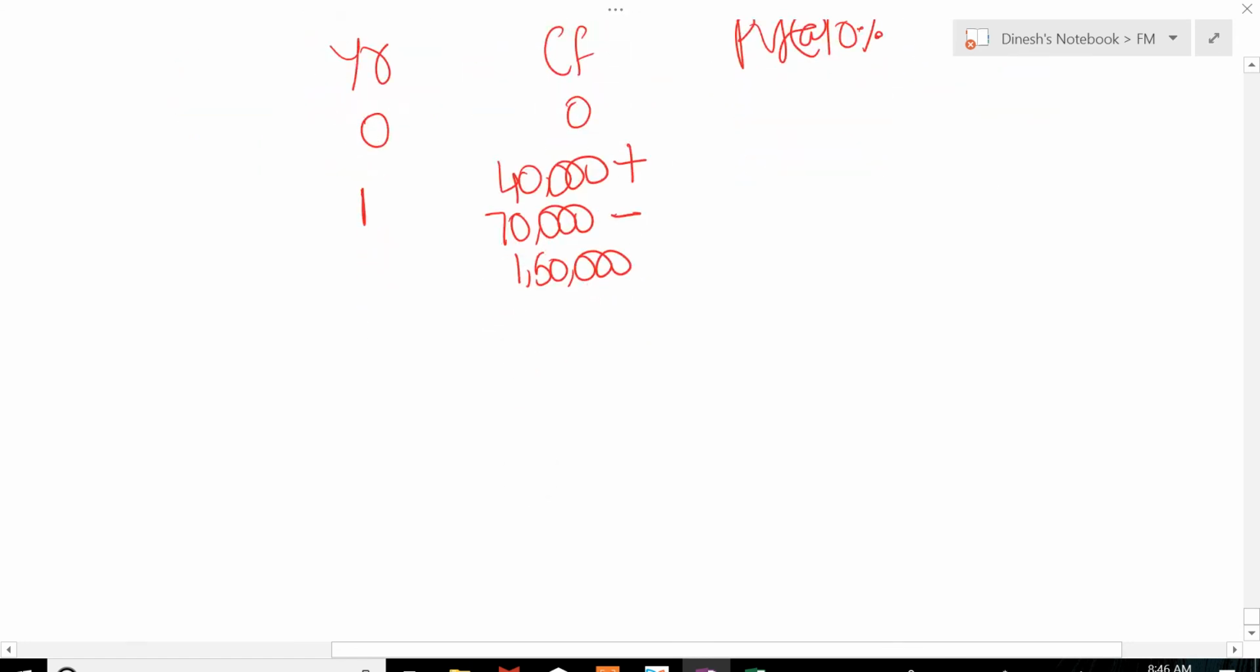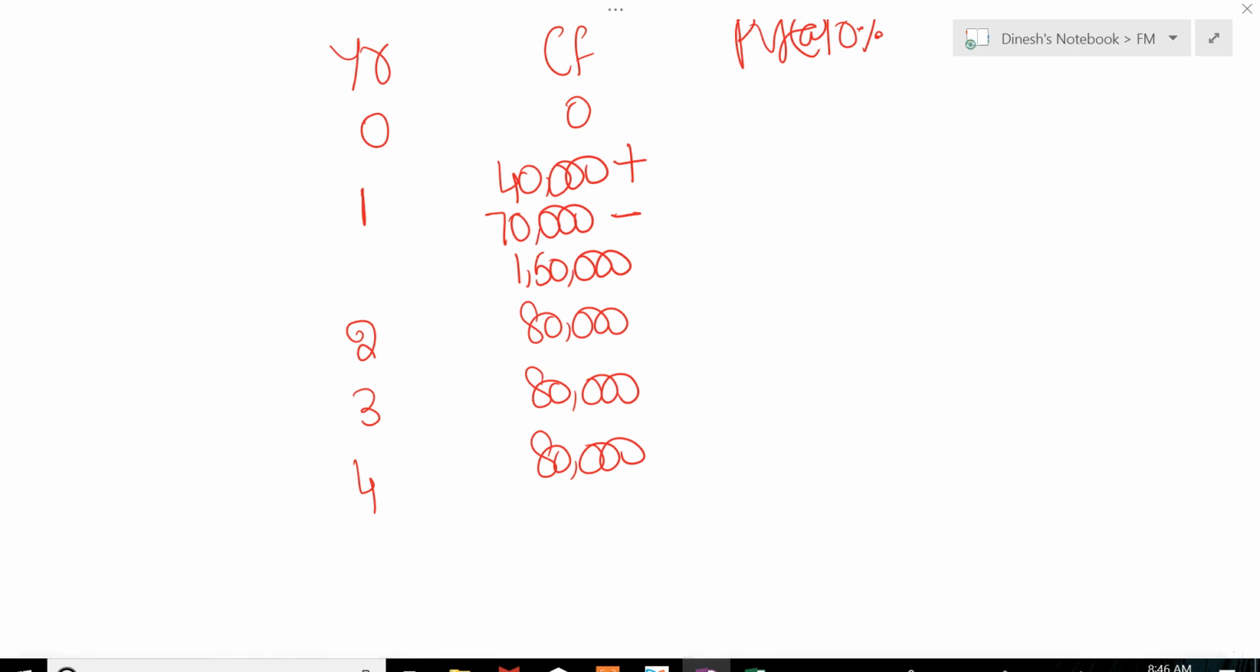After doing this, year 2, year 3, year 4, 80, 80, 80. Because the new machine will give you 80,000 for 3 years. So use the old machine for 1 year, 40,000. Sell it off 70,000. Buy the new machine 1,50,000. Nothing happens on day 0. So I have just straight away written a 0. Clear? Any doubts on this? Calculate the NPV.